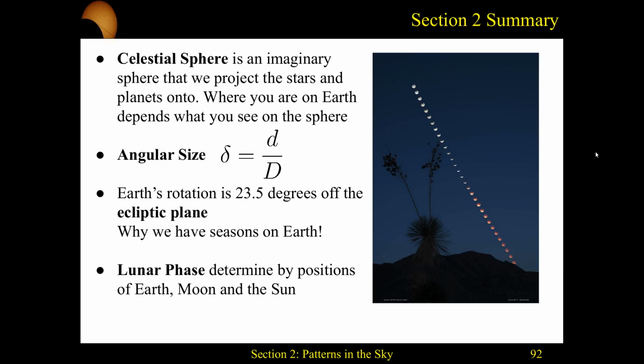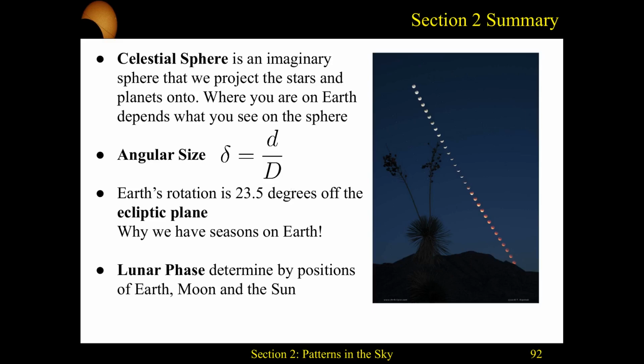So as a summary, let's wrap up section 2 now. We talked about the celestial sphere, and that is this imaginary sphere that we're projecting the stars and planets onto. Right? And the celestial sphere is what we from Earth see the universe as. We talked about the angular size. It says how big an object appears is related to how big it is divided by how far away it is from us. And we established that the Earth is rotating in that ecliptic plane.